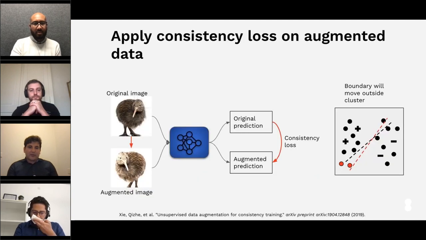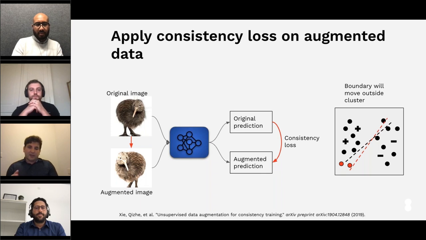Then we go through a few examples. One example approach is to apply augmentation. There are a lot of different image augmentations we can do. For example, we have an original image of a kiwi bird, and then we apply some image augmentations. Even though we don't know the label, we know it's still the same label as the original image. So we pass these two through our network, and we get the original prediction and the augmented prediction. We don't know the label, but at least they should be close, so we apply a loss there.